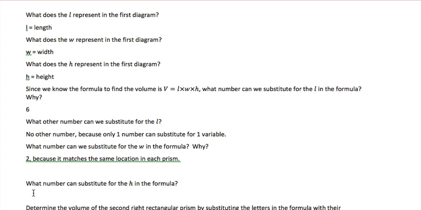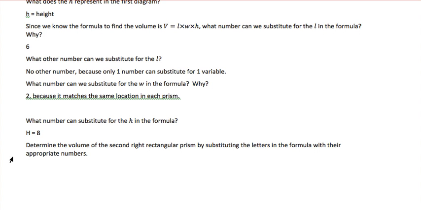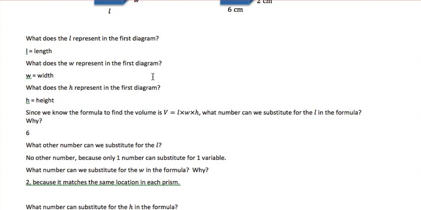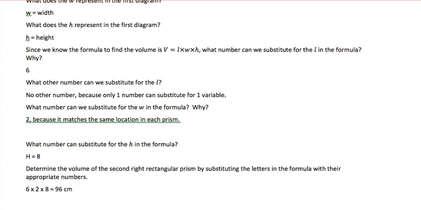And then our H, and we've kind of scrolled the picture off here, so let's go back and look at it. We can substitute 8 for H in the formula, and then to determine the volume of the second right rectangular prism, we're going to multiply 6 times 2 times 8. 6 times 2 is 12, and 12 times 8 is 96. Those units were centimeters, and so it is centimeters, but these are cubic centimeters.